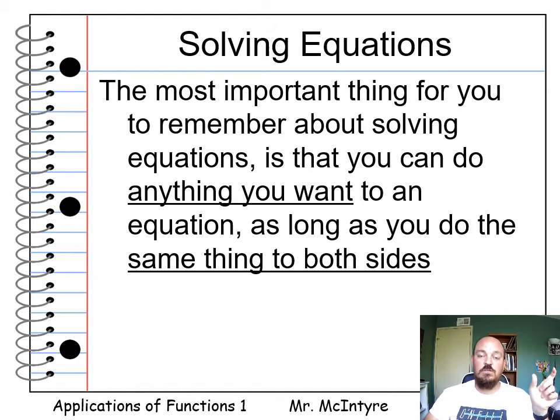If you only do something to one side, then the two sides are not equal anymore, and whatever answer you get is going to be wrong. But if you have an equation, two things that are equal, as long as you do the same thing to both of those things, they'll still be equal.